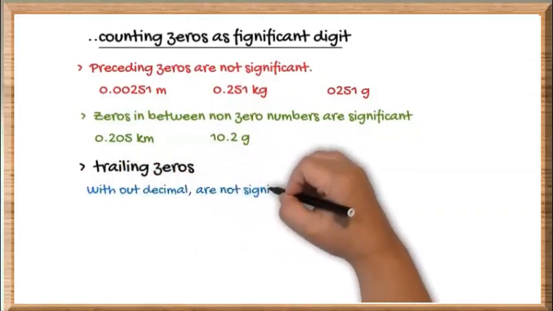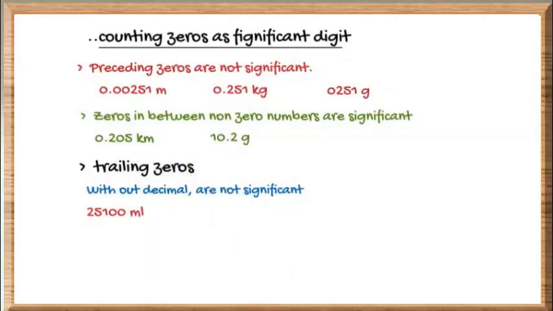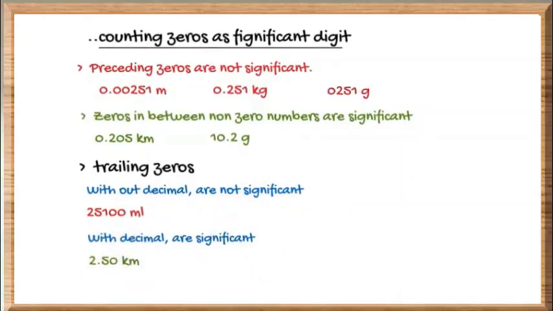Let's see the trailing zeros. In a reported measurement without decimal, trailing zeros are not significant. For example, 25,100 milliliter, the significant figures are 2, 5 and 1, so there are 3 in number. And in a reported measurement with decimal, the trailing zeros are significant. For example, 2.50 kilometer, the significant figures are 3 in number.